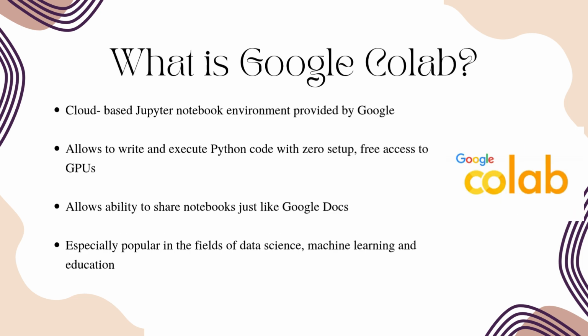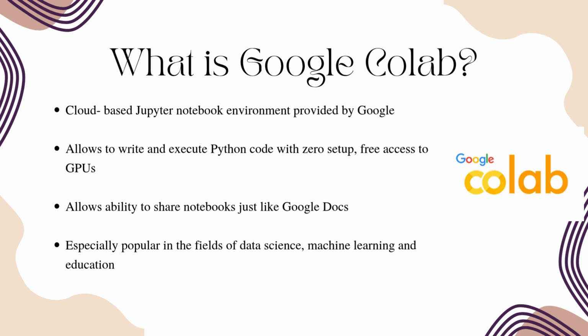Google Colab is a cloud-based Jupyter Notebook environment provided by Google. It allows users to write and execute Python code in the browser. What sets it apart is that there is no need to install anything and you get access to powerful computing resources for free, including graphics processing units (GPUs) and tensor processing units (TPUs), which are especially useful for AI-related tasks. It also allows the ability to share notebooks just like Google Docs.